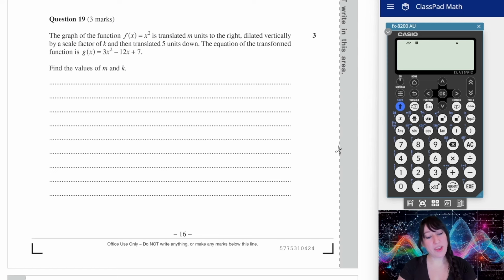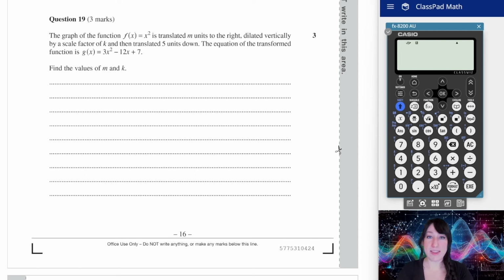Question 19. The graph of the function f of x equals x squared is translated m units to the right, dilated vertically by a scale factor of k, and then translated 5 units down. The equation of the transformed function is g of x equals 3x squared minus 12x plus 7. Find the values of m and k.